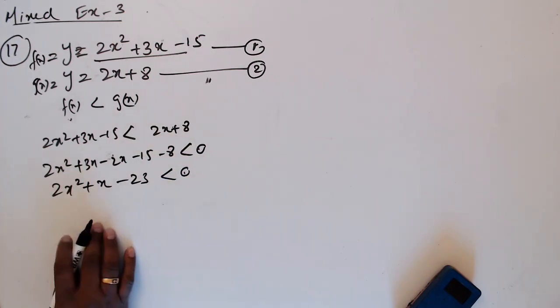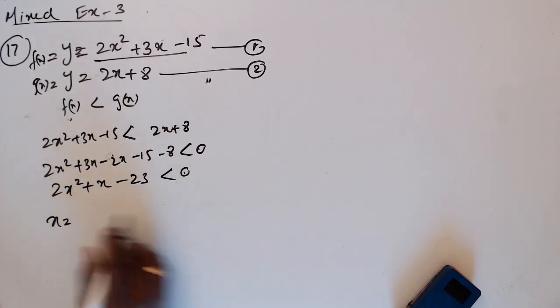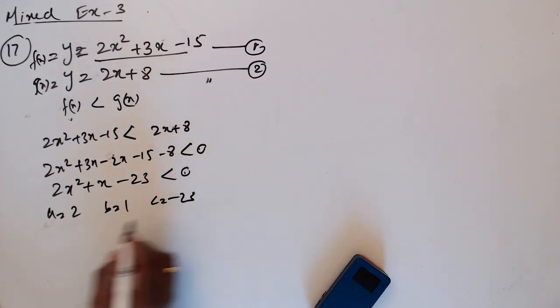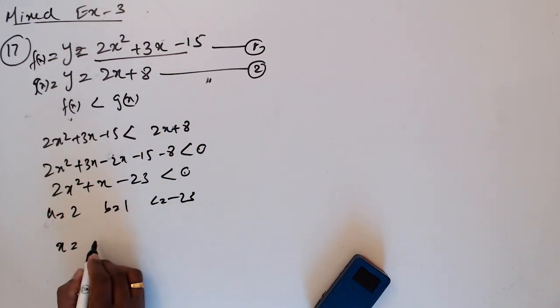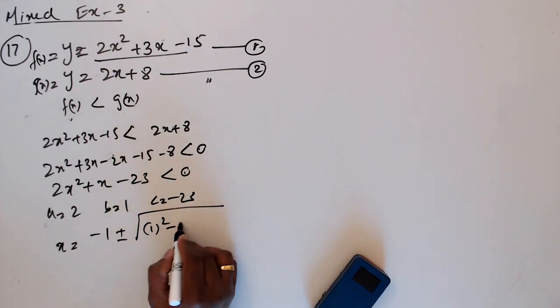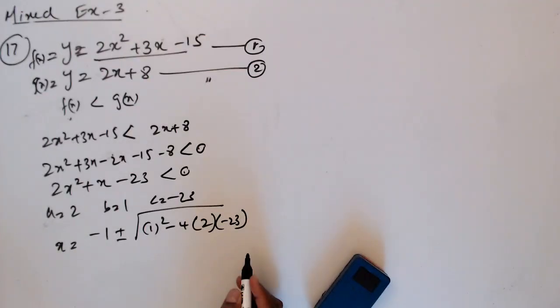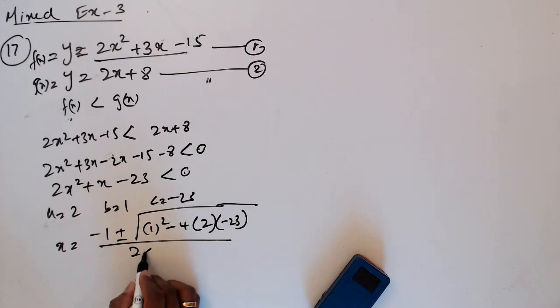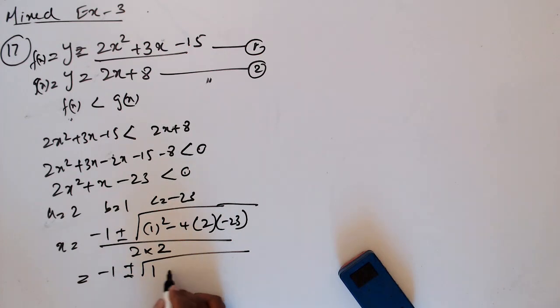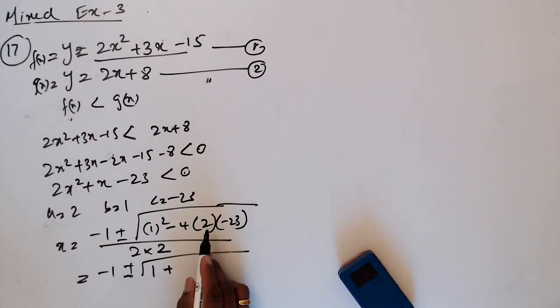Then we have to use the quadratic formula for this one. x equals, a equals 2, b equals 1, c equals minus 23. x equals minus b plus or minus square root of b square, 1 square minus 4 times a which is 2, c minus 23, over 2 times 2, which is minus 1 plus or minus square root of 1 plus 23 times 4.